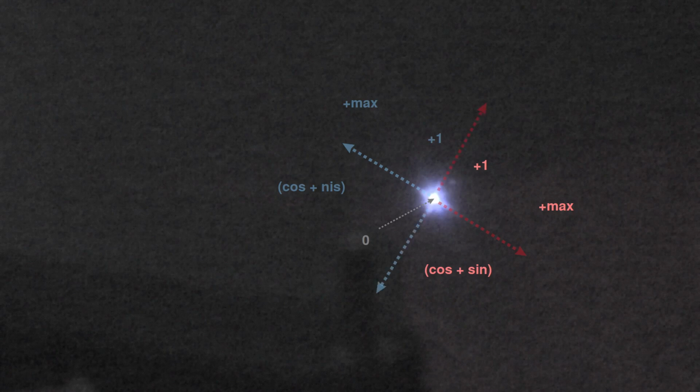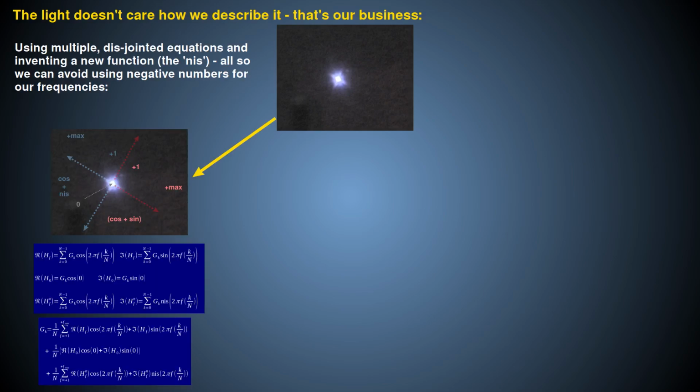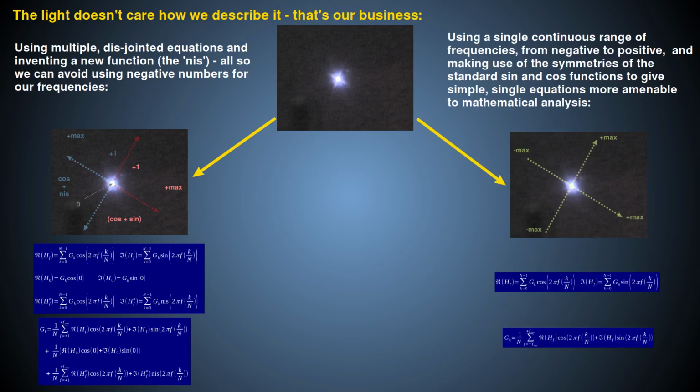Or, alternatively, we can mathematically describe the same light distribution with a continuous sweep of frequencies in the x direction, using only the standard cos and sine functions, if we use negative values for frequency in those functions on one side, going via zero frequency in the middle to positive frequencies on the other side, and likewise for the y frequencies. Either way, the light is the light. It doesn't care if we use a clumsy and unnecessarily long-winded way to describe it because we're afraid of using negative numbers for some reason, or if we use a simple and elegant way to describe it.